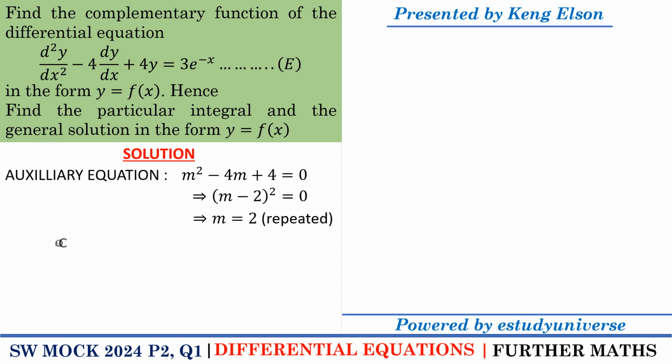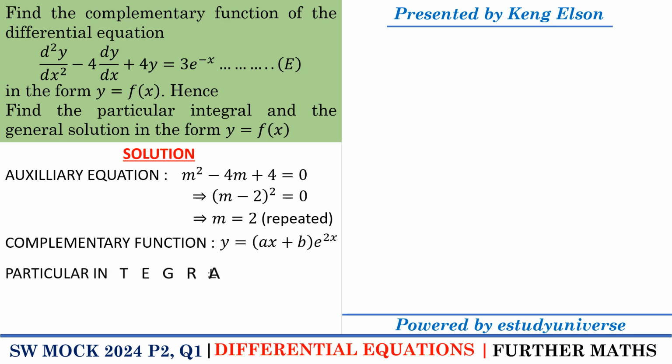When the root is repeated, the complementary function has the form (ax plus b) e raised to the power of that root times x. The root is 2. That's why we have (ax plus b) e raised to the power 2x. A and b are real constants. So that is the complementary function, and we are done with the first part of the question. Now the next part is asking us to get a particular integral.